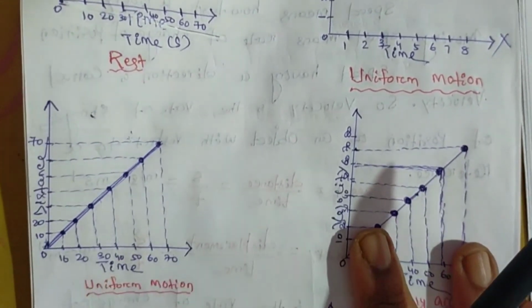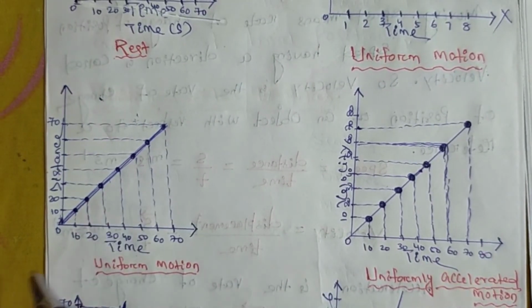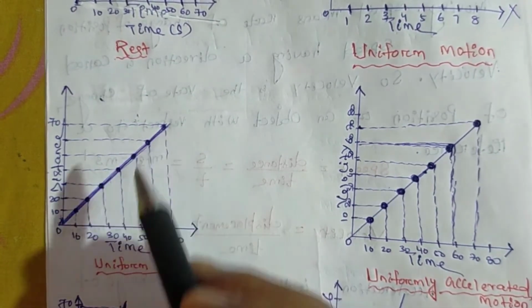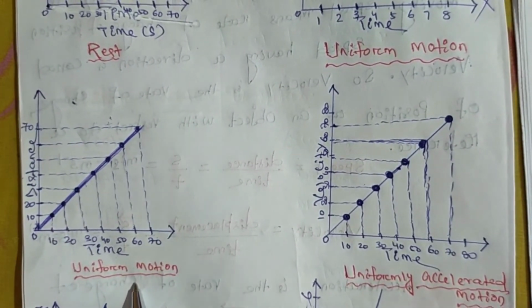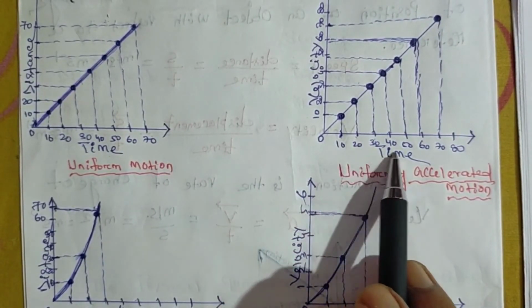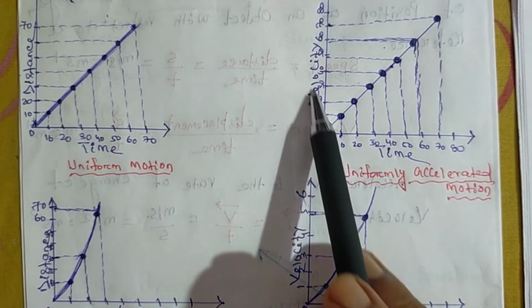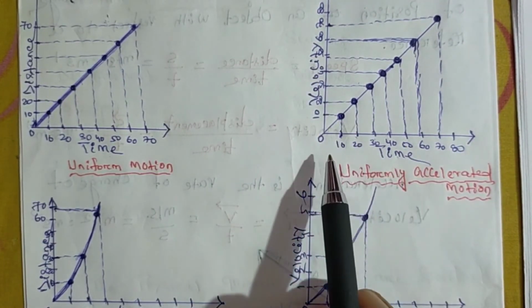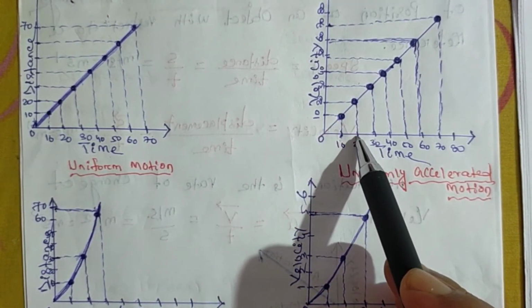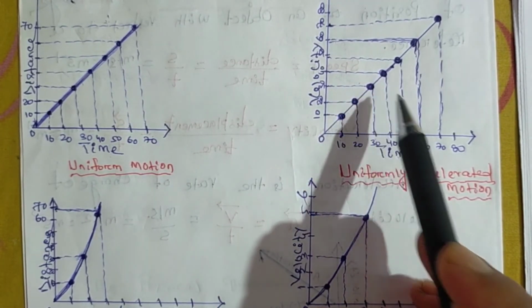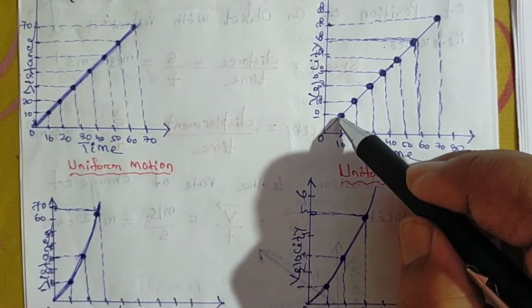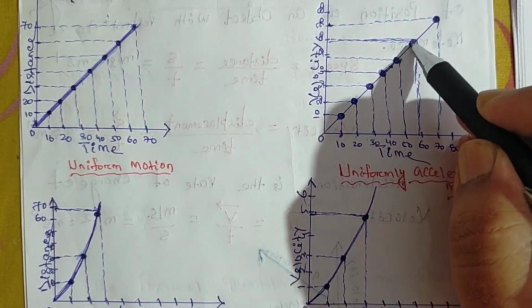But in case of a distance time graph, the straight line from origin indicates uniform motion. See this graph? In this case also we have taken time in the x-axis and velocity in the y-axis. A body covers a distance of 10 meter in 10 seconds, 20 meter in 20 seconds, 30 meter in 30 seconds, 40 meter in 40 seconds. Like this, if we join the dots, the graph will be like this.